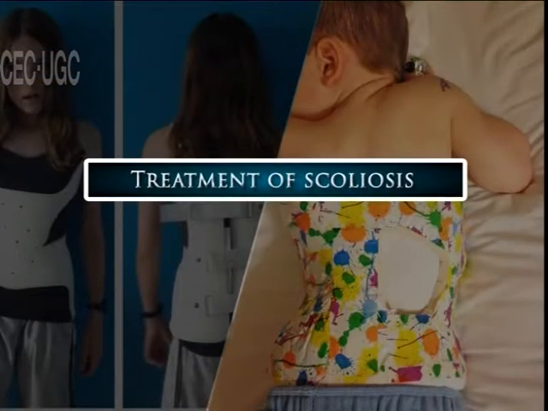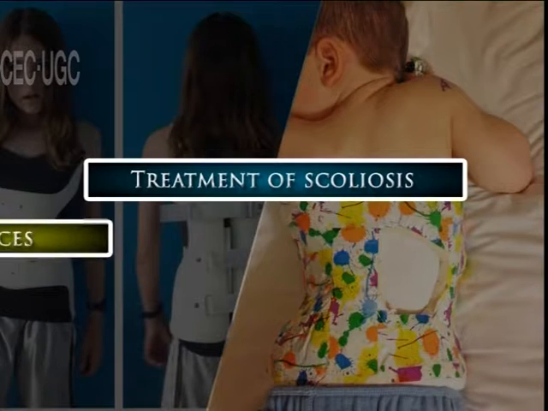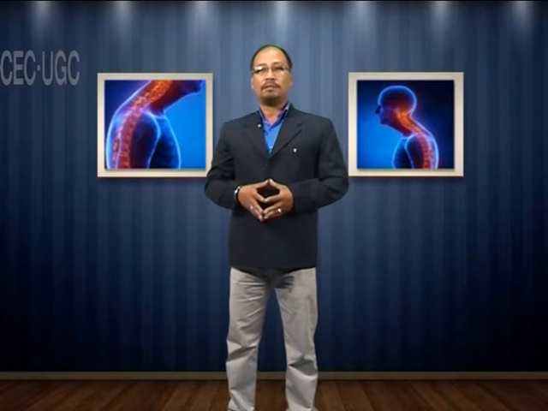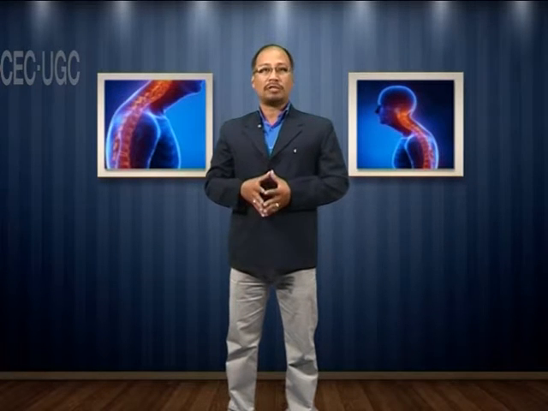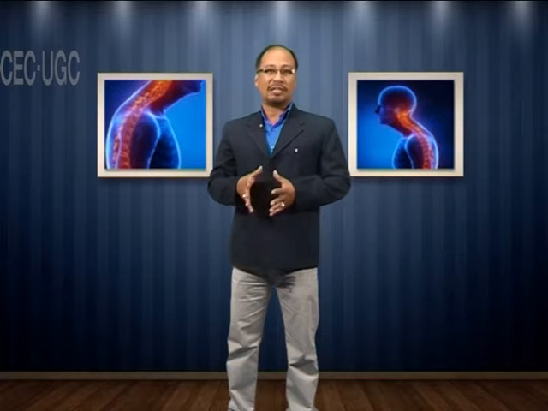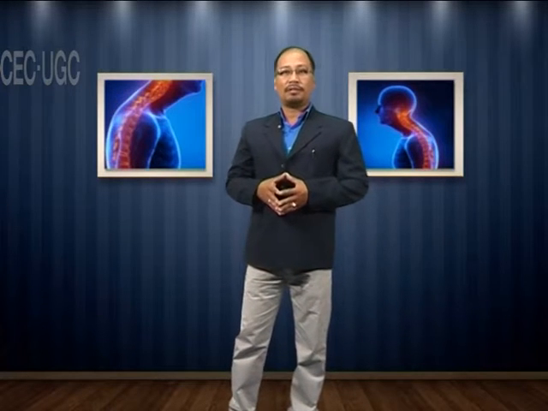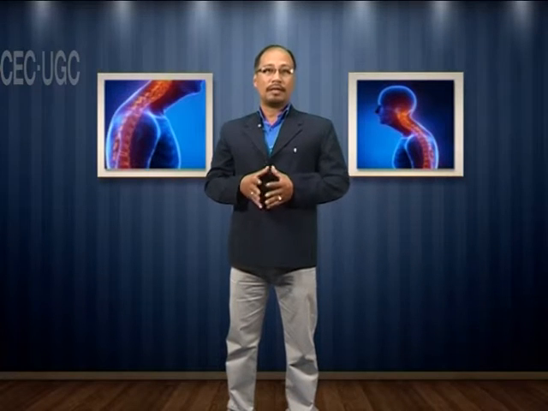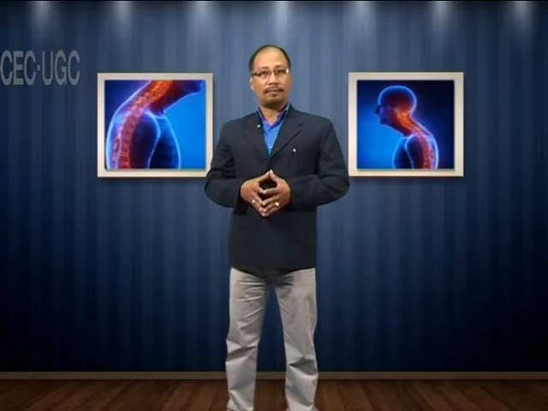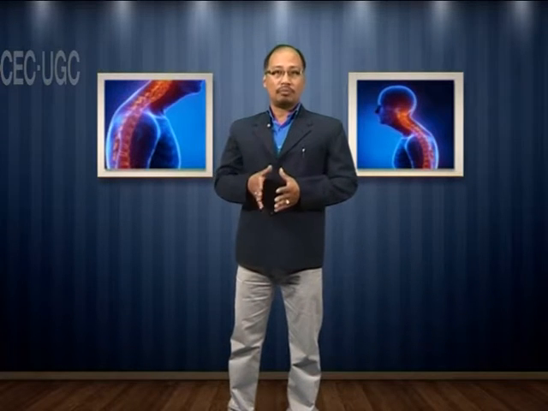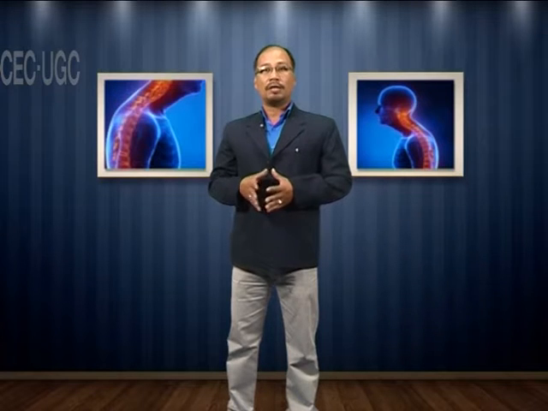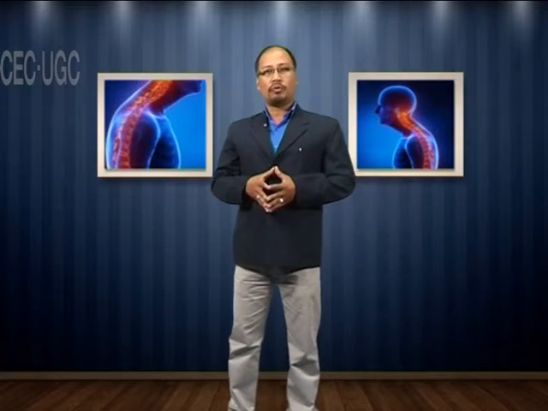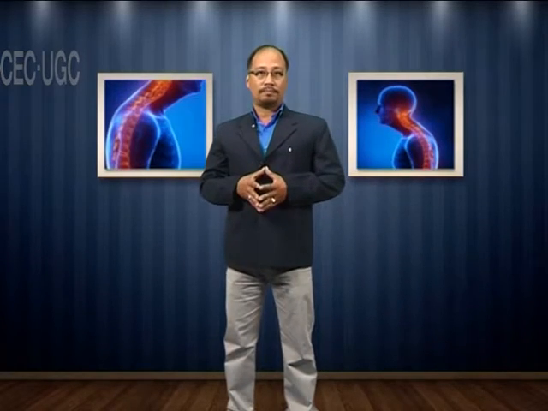So here comes the treatment of scoliosis. So the first one is braces. If the patient has moderate scoliosis and the bones are still growing, a brace is recommended. This will prevent further curvature but will not cure or reverse it. Braces are usually worn all the time, even at night. The more hours per day the patient wears the brace, the more effective it tends to be. When the bones stop growing, braces are no longer used.